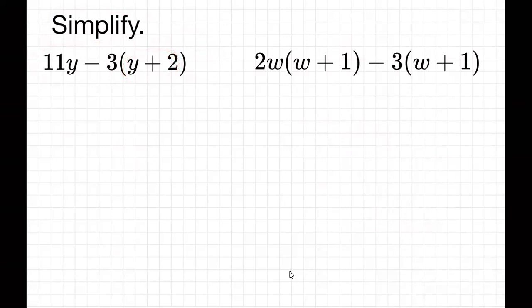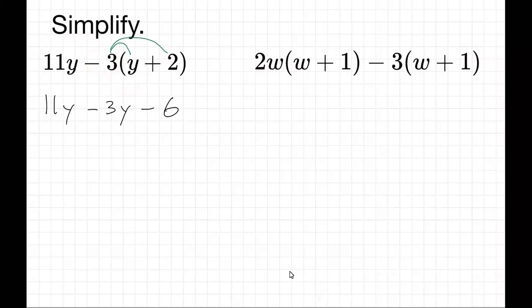Right? We don't have any exponents, so we can go ahead and then move into the multiplication and division, which is where this -3 can then be distributed through our parentheses here. So we want to make sure to multiply that with both of those terms. And so we're going to bring down the 11y and then -3 times y and -3 times 2. So we have 11y minus 3y minus 6 now.